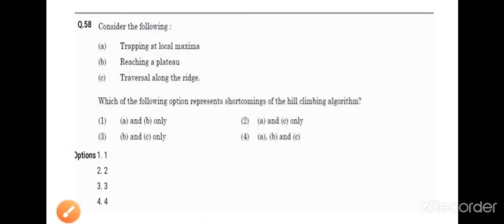So let's discuss the second question in AI. Consider the following. First one, trapping at local maxima. Second, reaching a plateau. Third one, traversal along the ridge. So the question is, which of the following options represents shortcomings of the hill climbing algorithm? The first option is A and B only, then A and C only, then B and C only, and the fourth option is A, B and C. So here the question is based on the hill climbing algorithm.